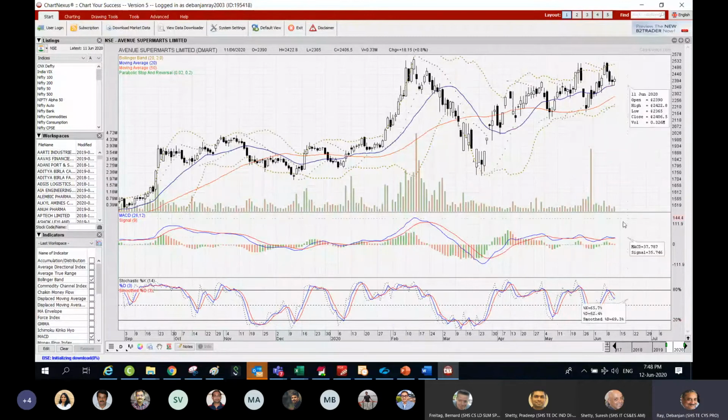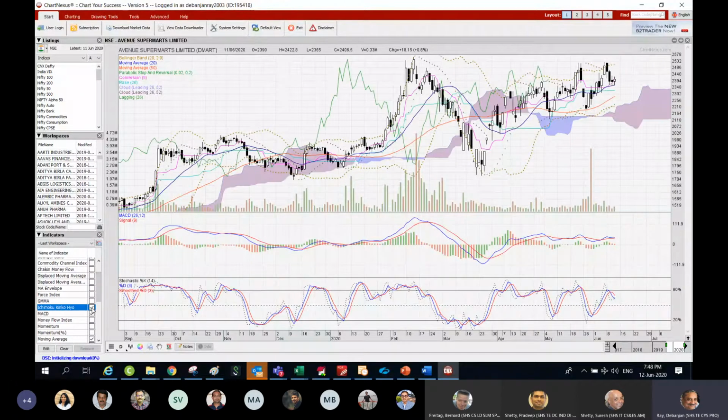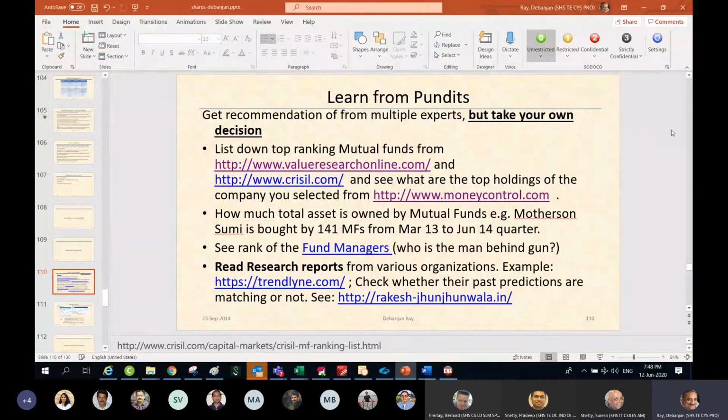you can see now that the MACD is more or less above zero, and also the crossing is there. You can put on the Ichimoku and see whether the stock is a purchase or not. Obviously, it is an uptrend stock. It is above the cloud. Now, this is a way that you have to take a decision.